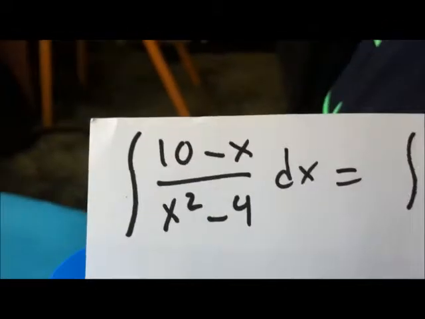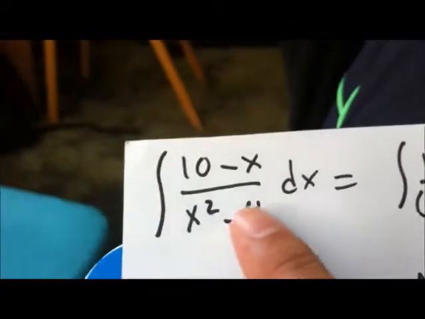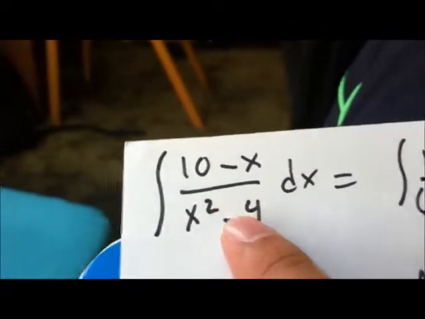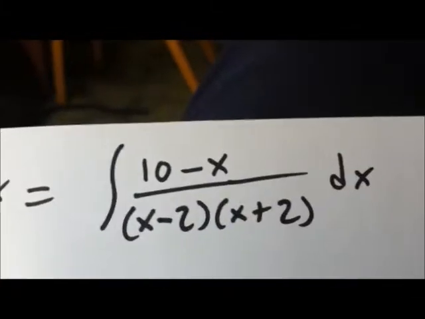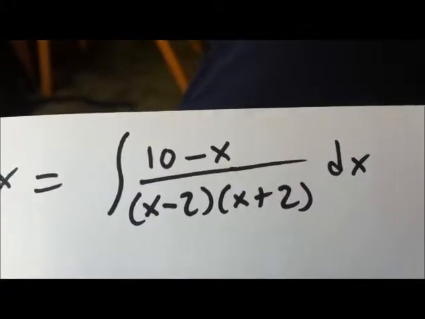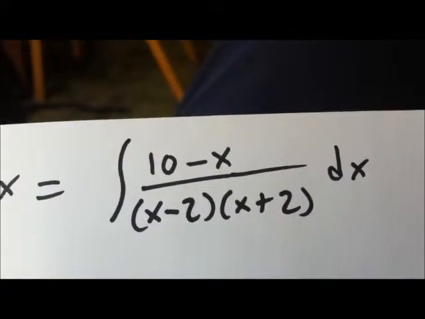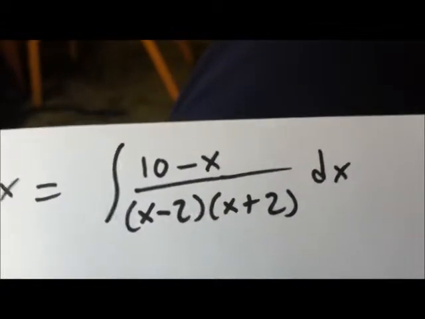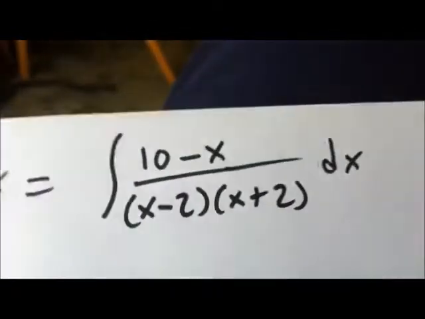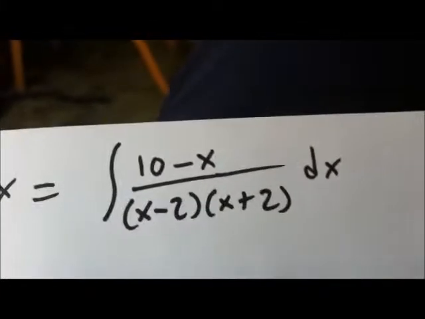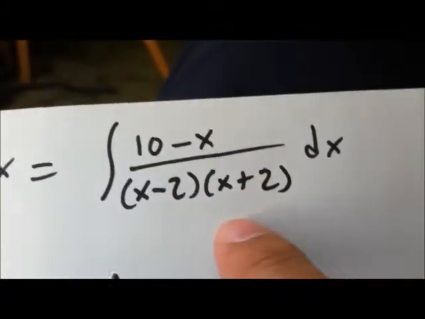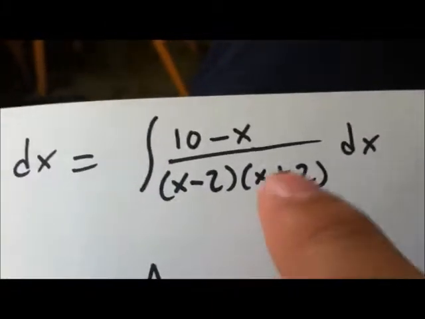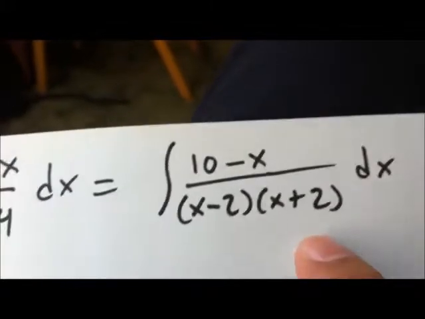So the first thing we're going to do is separate this fraction into partial fractions. We have to factor the denominator like this, which is x minus 2 times x plus 2. Throughout these next few steps, we're going to concentrate on the inside, just to separate the fraction into a sum of fractions.